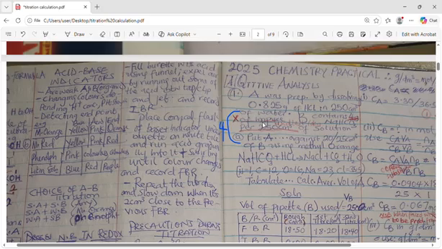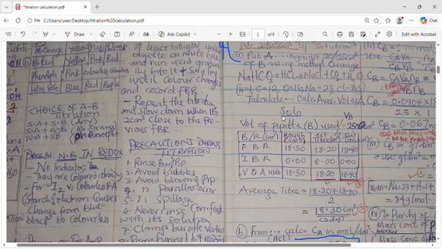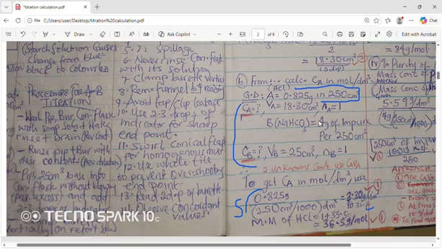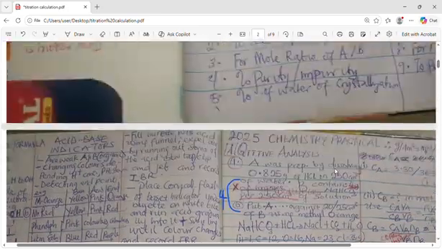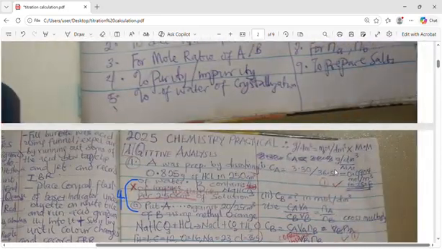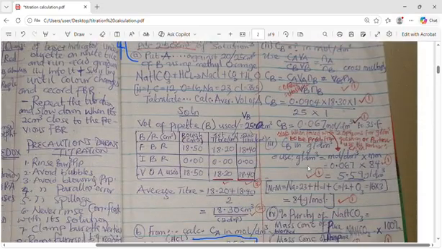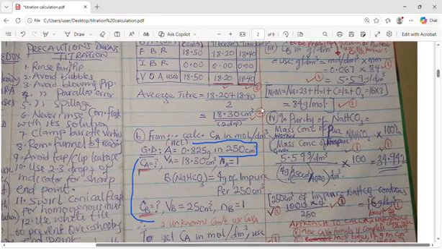Now let's see, how do we solve this? Take note that this 4 grams in 250 cm cube, you will never see it being used from the beginning to the end. I'm not going to use it at all. From the continuation of the working, you will never see 4 grams here, no 4 grams until I reach the end. Now look at the last question, the percentage purity.